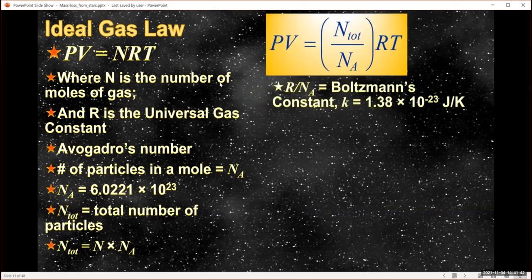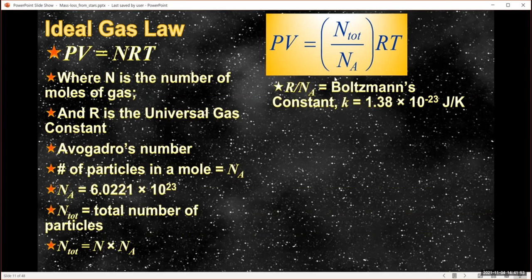Now, moles are not a very useful thing in space, so we're going to do some converting here. So the number of particles in a mole is Avogadro's number, N sub A. And so the total number of particles that we have would be n, the number of moles of gas, times the number of particles in a mole. So N tot is n times N_A. So n is N tot over N_A. And so I've just substituted that into my equation. Now I have PV equals N tot over N_A times RT.